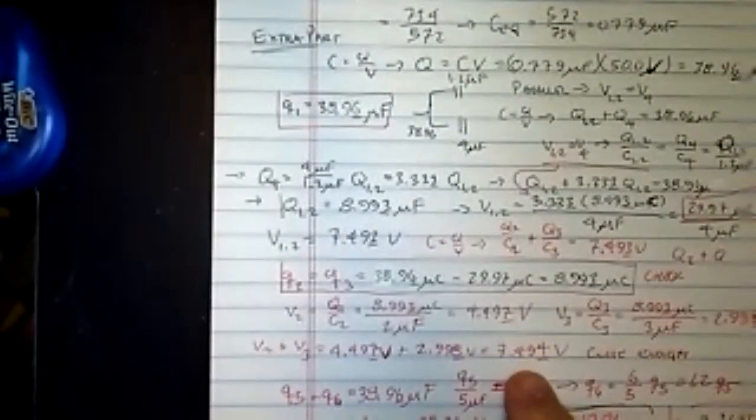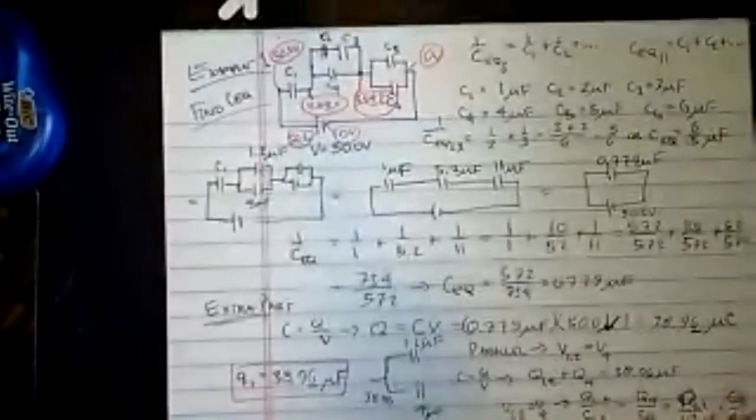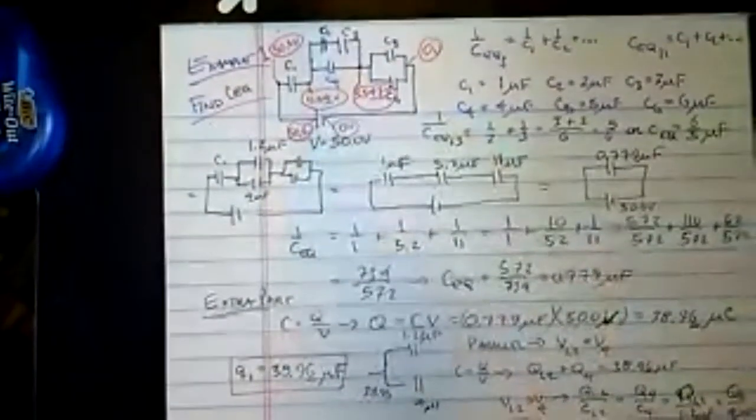Right here, it gave me 7.493. Actually it was 7.494, and I had 7.493. So that was plenty close enough. So that confirmed that I was telling you correctly that the two charges here are going to be identical.